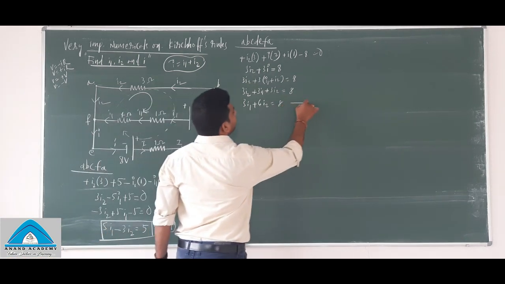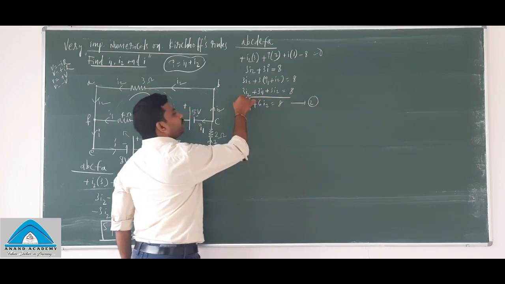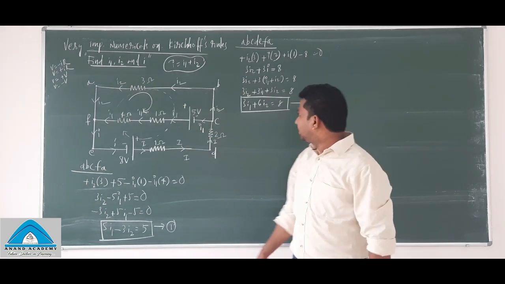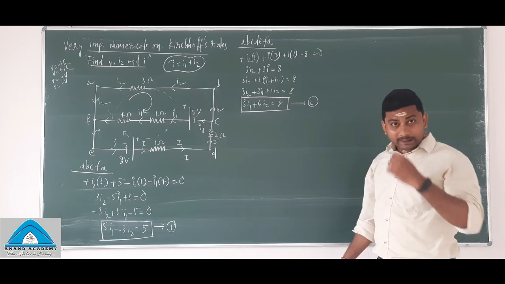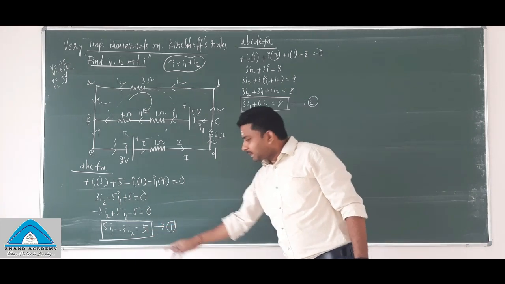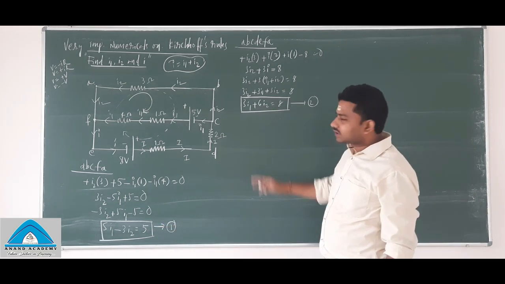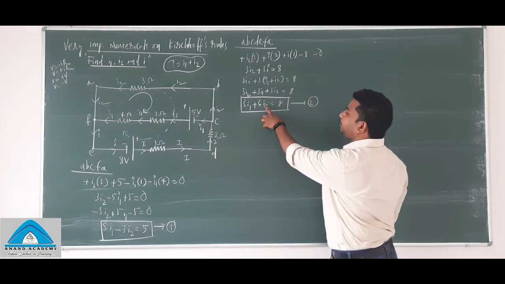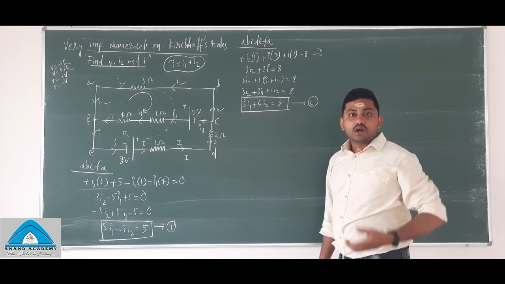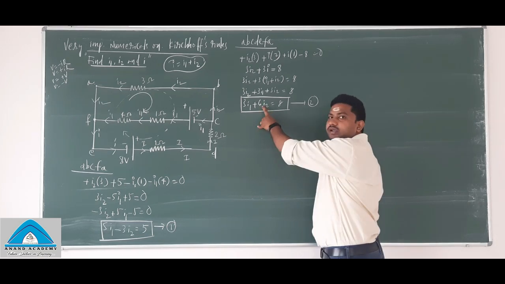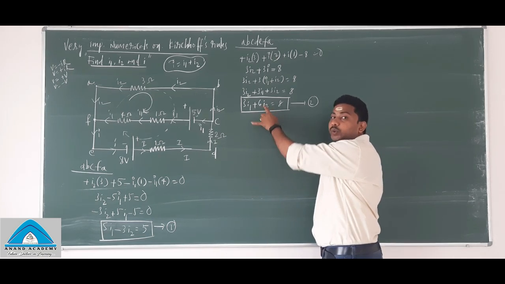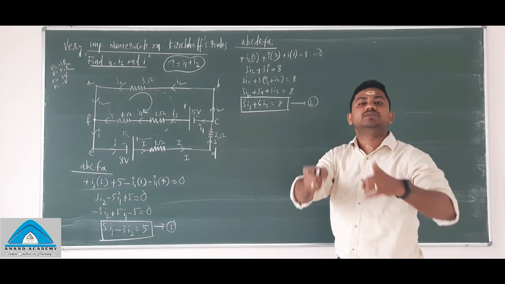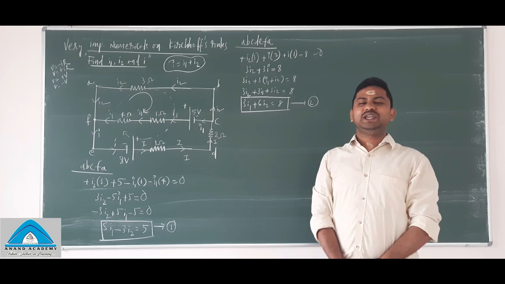This is equation number 2, right? Both equations are in terms of I1 and I2. See this equation: here there is minus 3i2, here there is plus 6i2. How can you convert this into 3i2, or into 6i2, so that the i2 terms get cancelled and i1 is your only unknown?